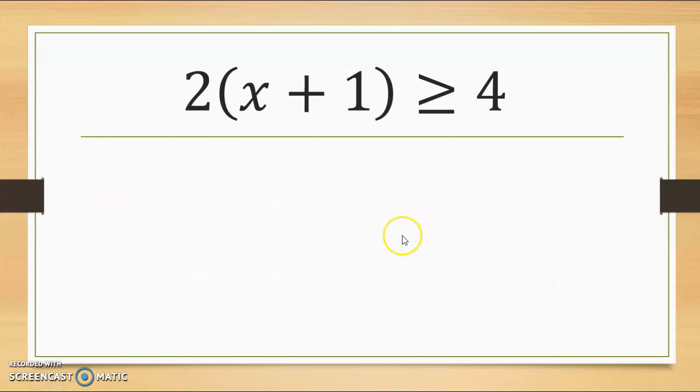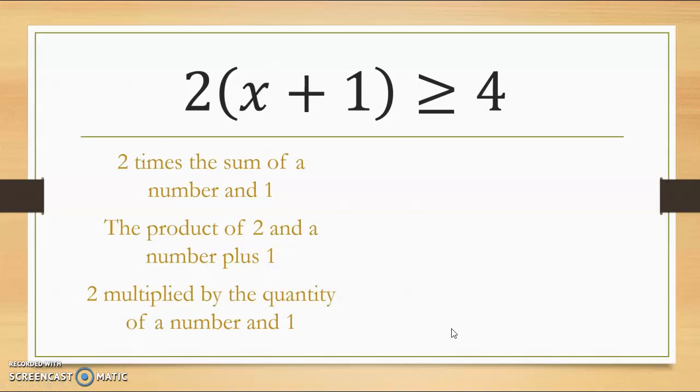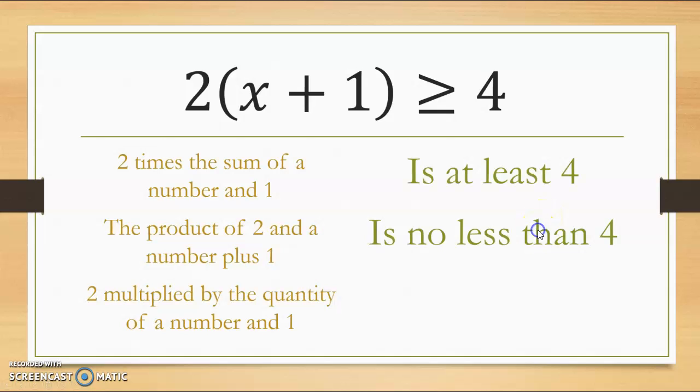Now let's look at another example. Here we have 2 times the quantity of x plus 1. So we would have some distribution here that we would have to pay attention to. So this can be represented in a number of ways as well. Here we can say 2 times the sum of a number and 1. We can have the product of 2 and a number plus 1, or 2 multiplied by the quantity of a number and 1. On the right hand side, we have greater than or equal to 4. This could be represented by saying is at least 4 or is no less than 4. There are some other options that may pop up as well, but these are two of the more commonly used ones.